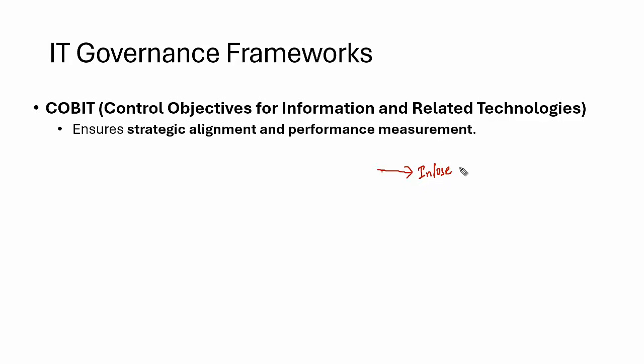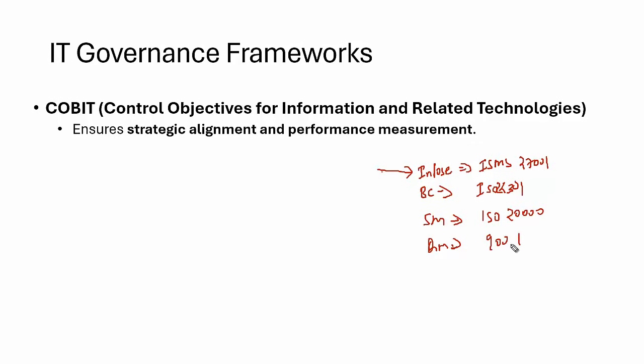For information security, we have a standard called ISMS 27001. For BCMS, like business continuity, we have a standard called ISO 22301. For service management, we have a standard called ISO 20000. For quality management, we have a standard called 9001. So if I'm implementing an IT function in the organization, I'm implementing all the standards. Just imagine it's a nightmare to implement all these standards in one go. But I want to implement the IT function, right?